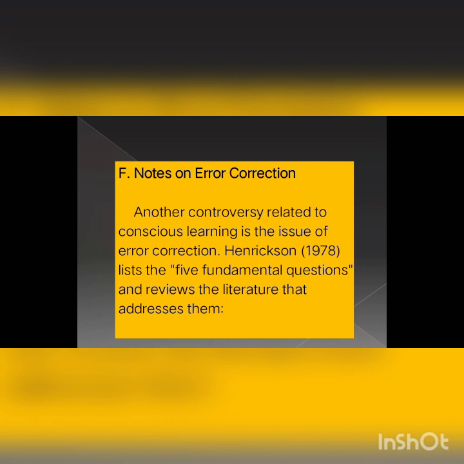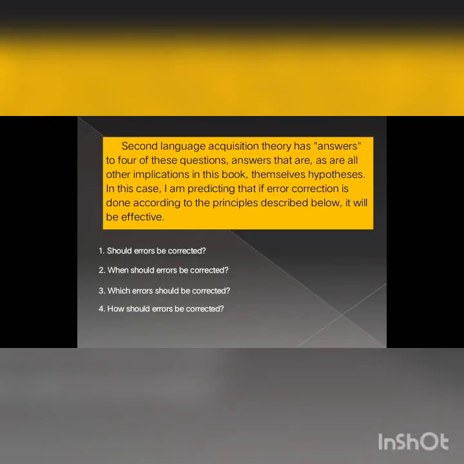Let's proceed to another controversy related to conscious learning, which is the notes on error. Second language acquisition theory has answers to four of these questions, answers that are, like all other implications in this book, themselves hypotheses. In this case, I am predicting that if error correction is done according to the principles described below, it will be effective. The first question is, should errors be corrected?